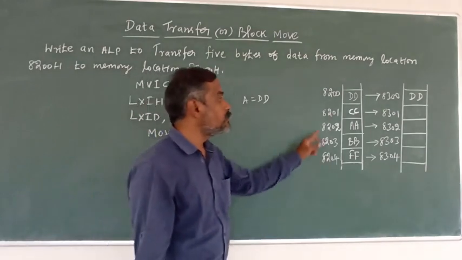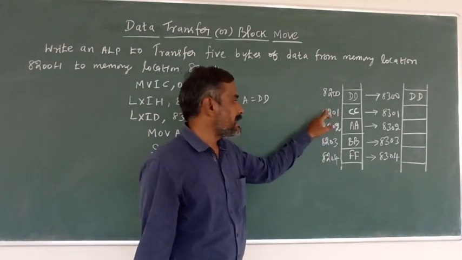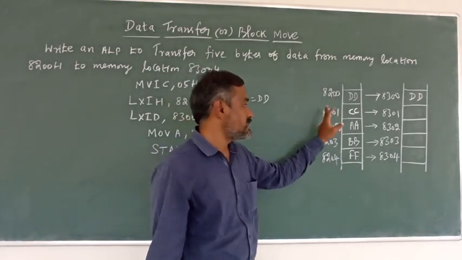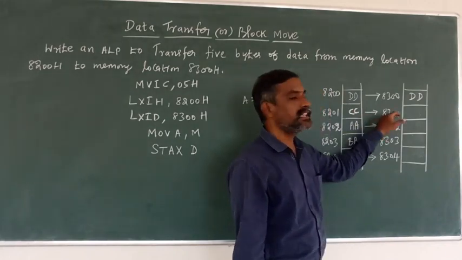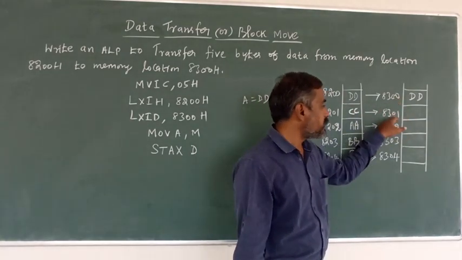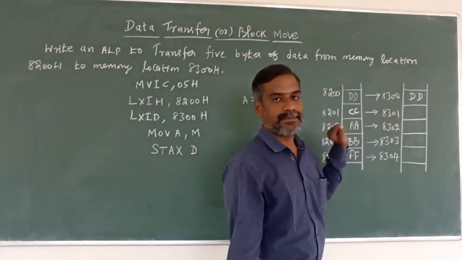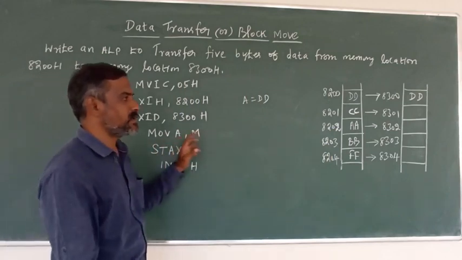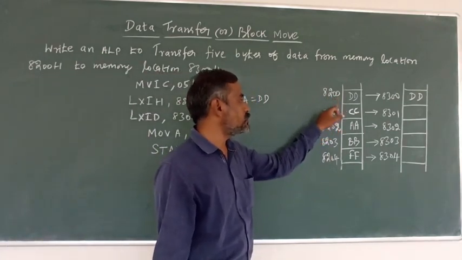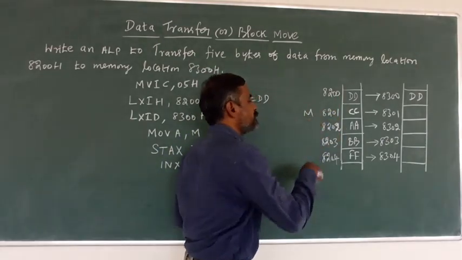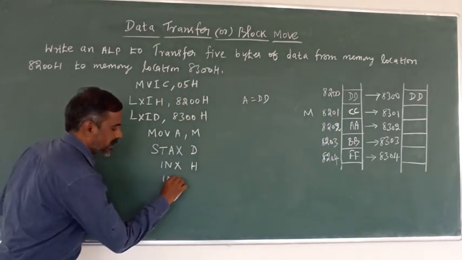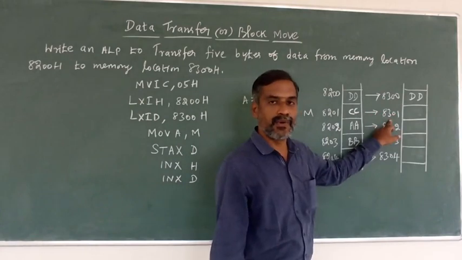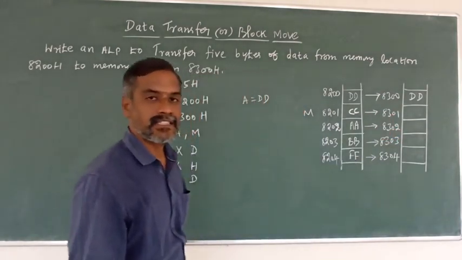Next, we have to move the second data. The second data is available at 8201. For that, we have to increment the memory address. The second data has to be transferred to the 8301 address, so here also we have to increment the address. For that we can use INX H. INX H means the address will be incremented from 8200 to 8201. Next, INX D. This is also incremented from 8300 to 8301. This is the address available in the DE register pair.